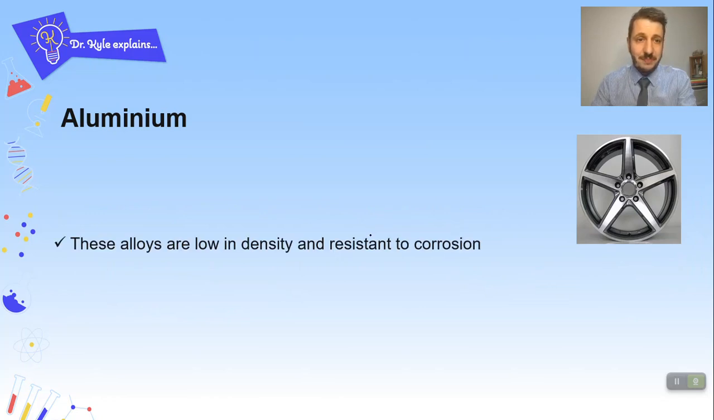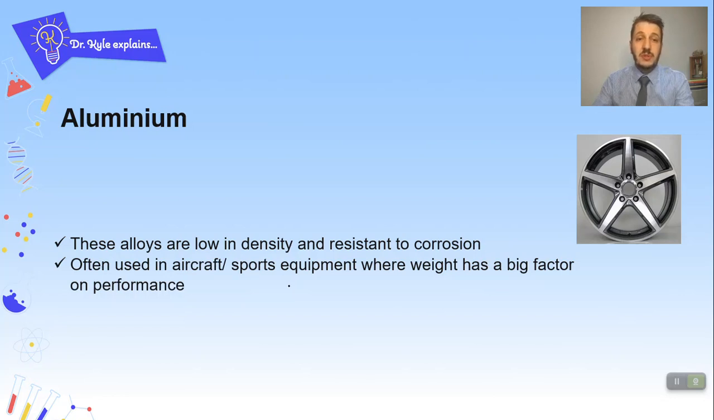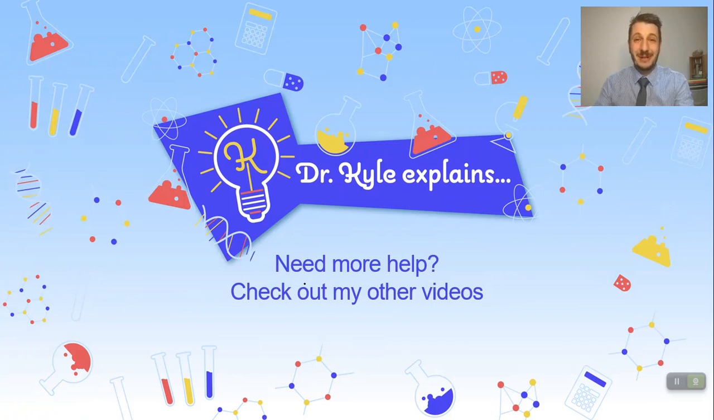Lastly, aluminium. So these alloys are low in density and resistant to corrosion, so they're really lightweight. And so that means they're often used in things like aircraft or sports equipment, or for example here in alloys, because it makes them lighter, stronger, and therefore you reduce the amount of fuel you need to use, but they've still got the strength.